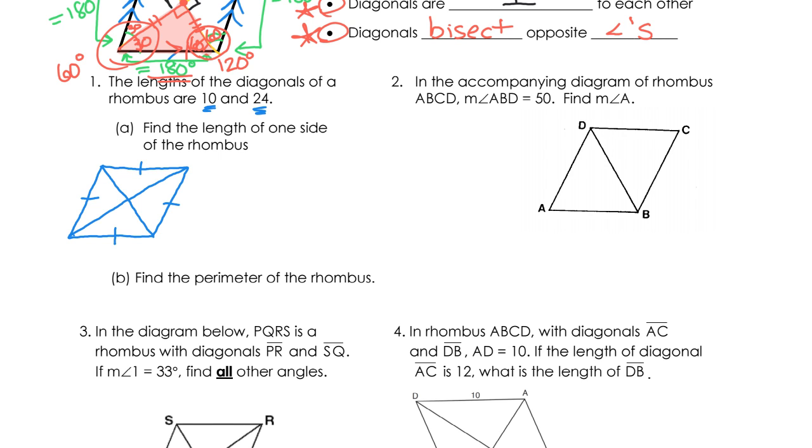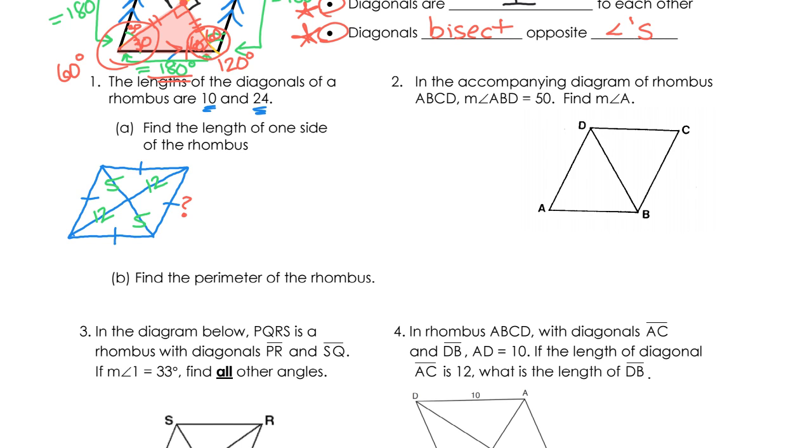What I'm going to do instead of labeling 10 and 24 is I'm going to cut those in half, because it'll be a little bit easier to label in our picture, and a little bit easier to use. The 24 is going to get chopped in half and get 12 and 12, so that whole diagonal is still 24, and the shorter diagonal is going to get chopped into 5 and 5. They want us to find the length of one side of the rhombus. It doesn't matter which side we find since all sides are equal. So I'm just going to put my question mark on this side, but it could go on any of the sides.